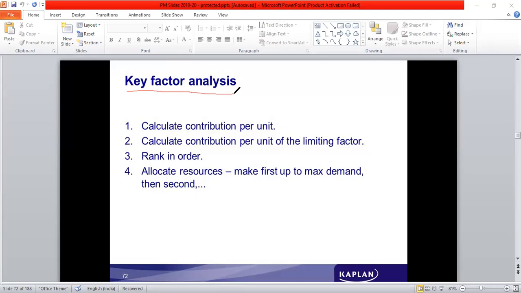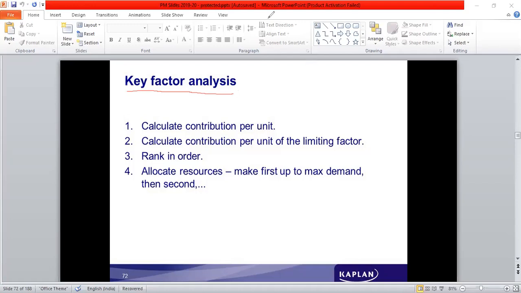Why not profit per unit? In the previous class we discussed that profit is not taken into consideration, but rather only the contribution is taken, because fixed cost is fixed in nature. It doesn't change with the changes in the decision. So the controllable profit here is the contribution. Therefore, first calculate what is contribution per unit.